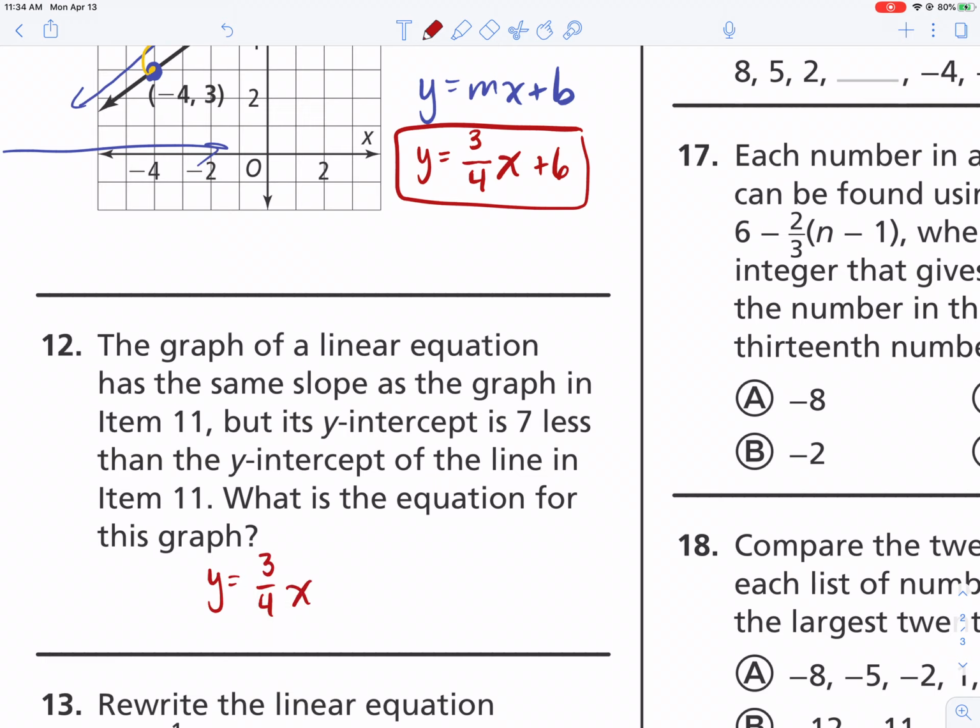But our y-intercept up above here was 6. So I'm going to bring that 6 down here. And I'm going to say, all right, I have a 6, and it's going to be 7 less. So I'm going to go 7 less from it. So 6 minus 7 is going to give me that -1. So I end up with a y-intercept of -1. And so that gives me my new equation.